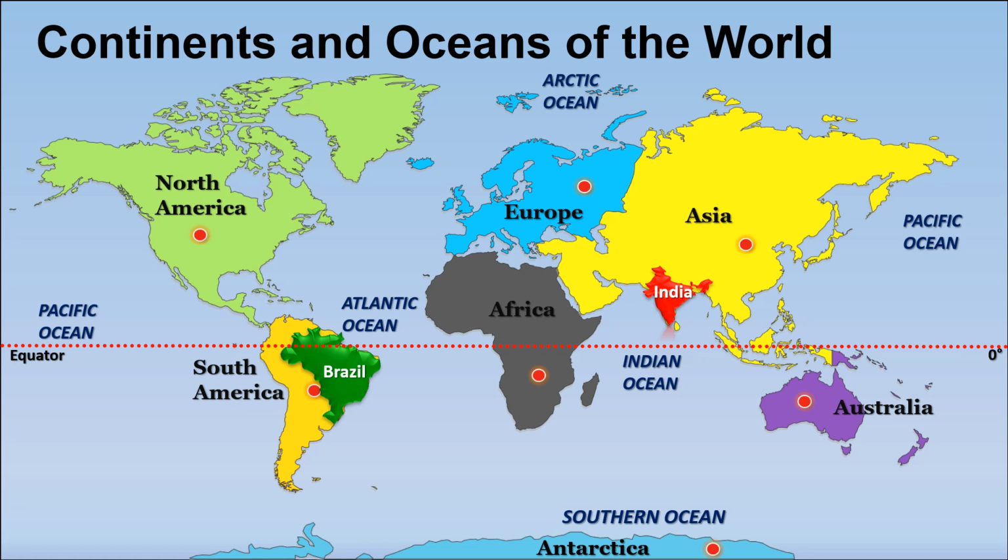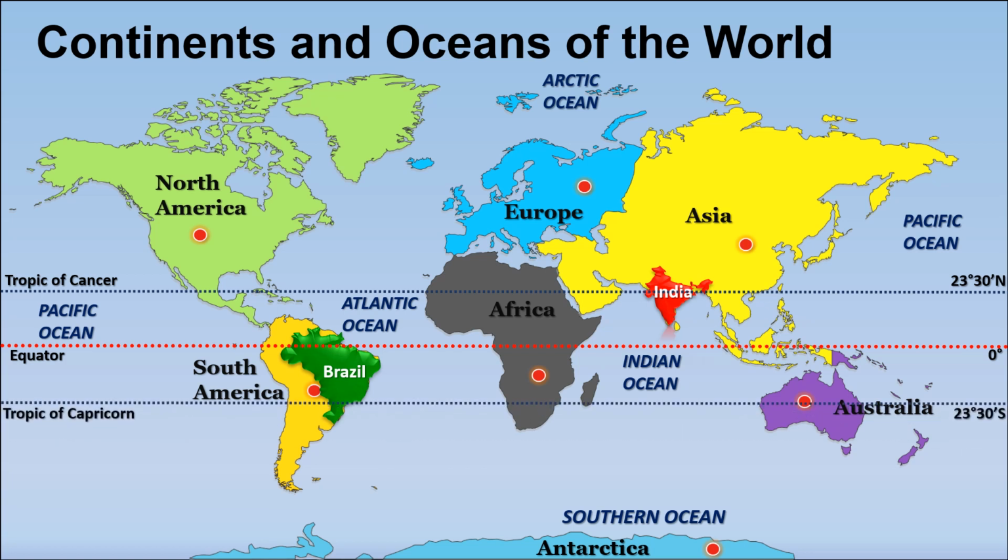The next question is show Tropic of Cancer and Tropic of Capricorn. So the Tropic of Cancer passes through India in the northern hemisphere, 23.5 degree north, and the Tropic of Capricorn passes through Brazil, 23.5 degree south.